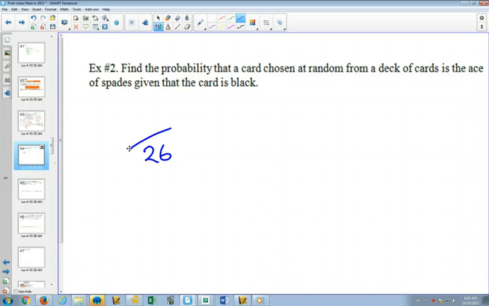Now what are the chances that it's the ace of spades? 1 out of 26. So we can easily see how the sample space is reduced, and then it's easy to figure out what it is.